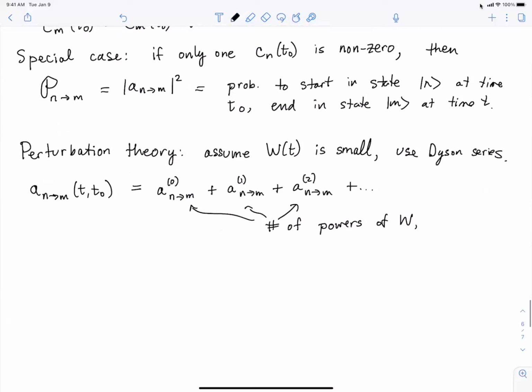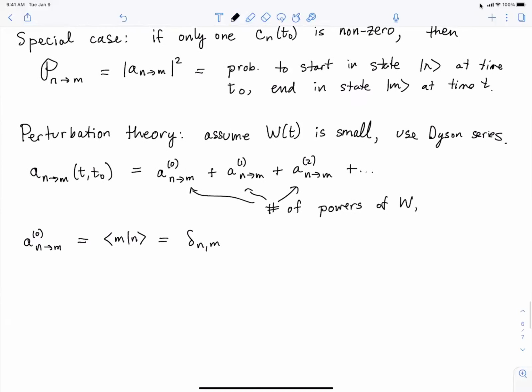Okay, and the 0th order one is really easy to evaluate, because that's just going to be the matrix element Mn, which is the Kronecker delta of delta Nm. So that's saying, if I turn off my W, then if I start in an eigenstate of energy, I end up in the same eigenstate of energy.